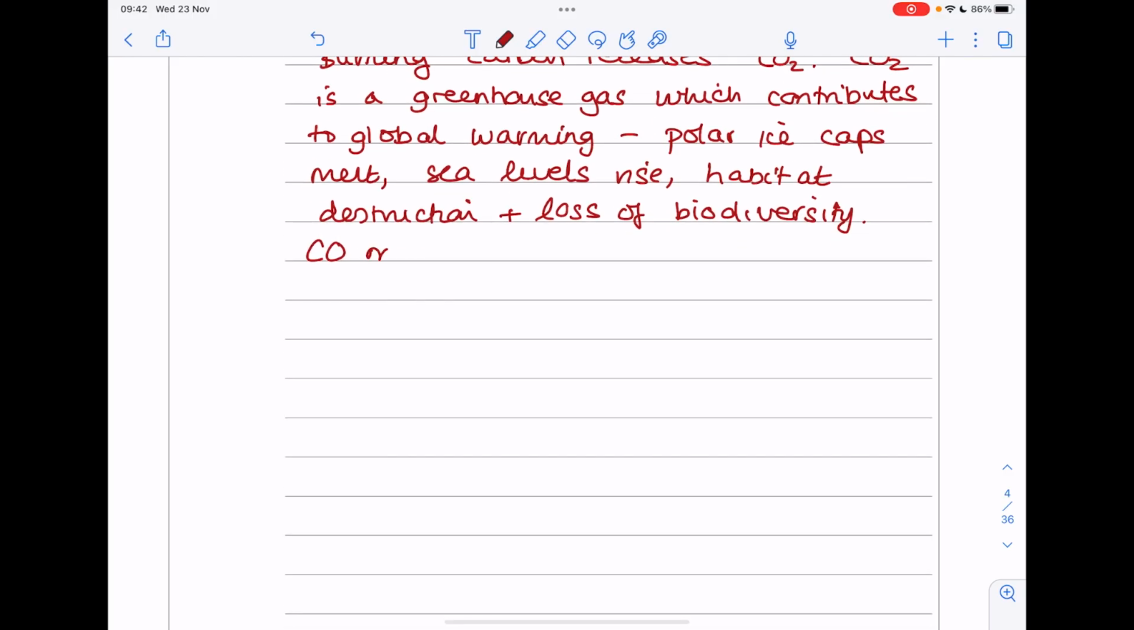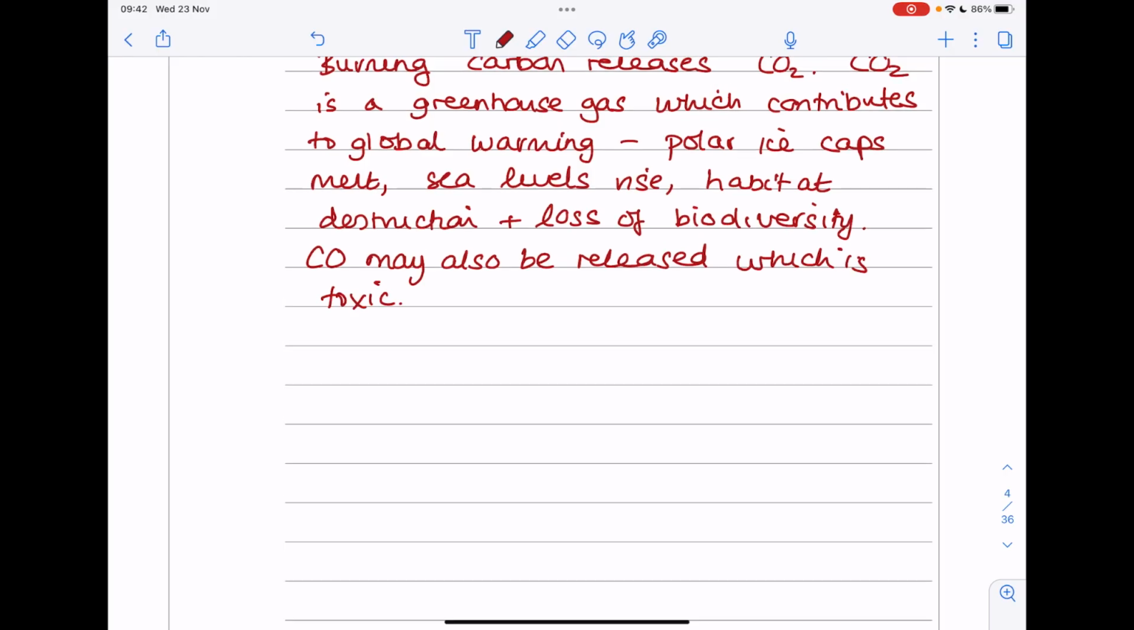Carbon monoxide may also be released. Why is that an issue? Because remember, carbon monoxide is toxic. You could talk about, with incomplete combustion, that actual carbon is released, which remember is soot, which causes global dimming.